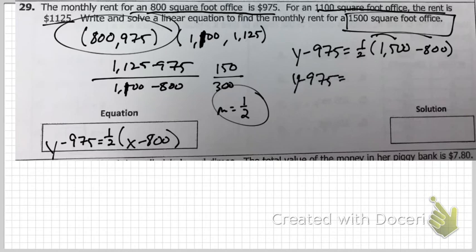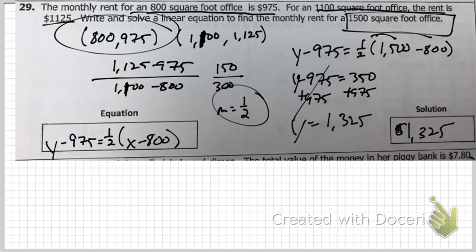So 1,500 minus 800 is 700. Divide that by 2, I got 350. Add my 975 to both sides. Oh, so you just put 1,500 in. I think it's 350. I did 1,500 minus 800, divided it by 2. Yeah, so I got $1,325. That's pretty cheap, man. I think, maybe, I don't know. I haven't rented an office lately.